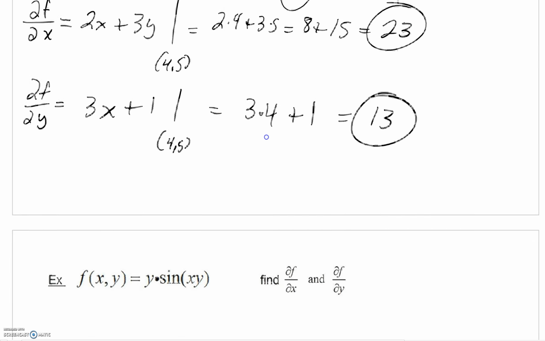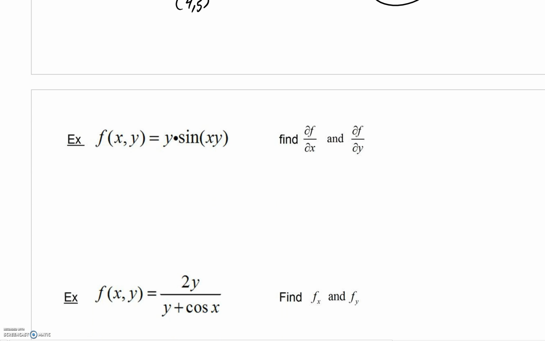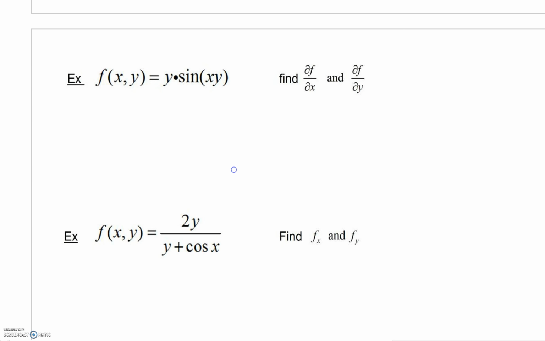All right, let's go to page 2. Now, I don't need to tell you, there will be times when life will get a little more complicated, where perhaps product rules, quotient rules, or chain rules are going to come into play. And that's going to be the case, definitely. Let's take a look at this next example. We've got f is y times the sine of xy. And we want to find the partial derivative of f with respect to x. In other words, treat y as if it were just a fixed constant.